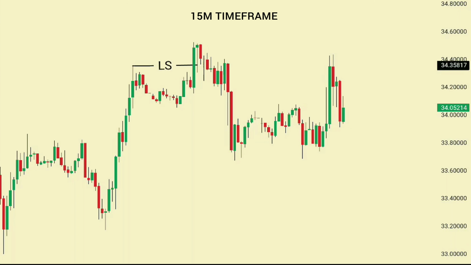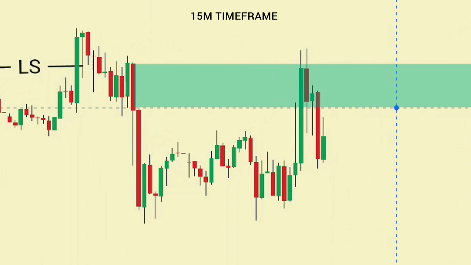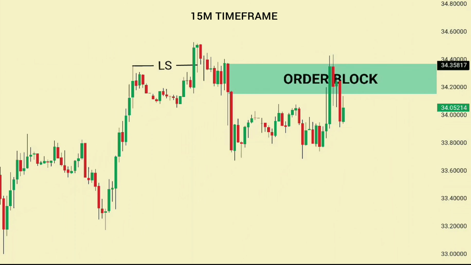After the liquidity sweep, I don't enter the trade immediately. My next step is to identify a high probability point of interest, and in this example, it's this bearish order block. An order block represents the area where smart money may have placed large sell orders before the market moved down. Instead of chasing the bearish candle, I patiently wait for price to retrace back into this order block. If price respects this zone and gives me confirmation, it provides a much more controlled entry with a smaller stop loss and a better risk-to-reward ratio.